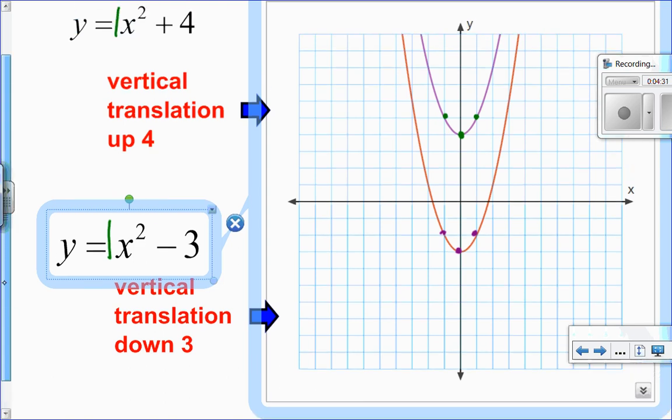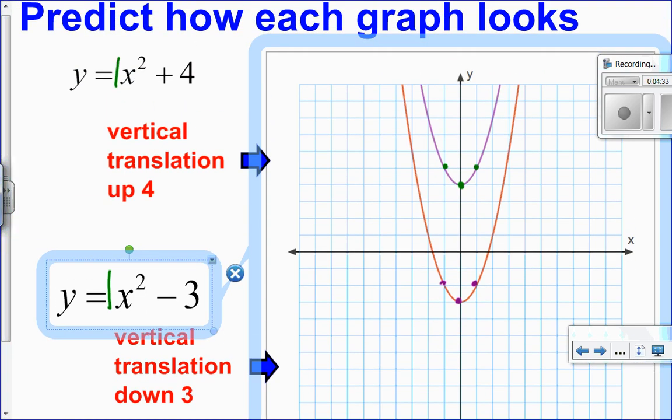Now, you might be thinking that that red graph looks wider. And I'm going to tell you that the wideness or narrowness of the graph, did I just make up a word? I don't know. Wideness, narrowness? How wide or how narrow a graph is tied to your A value. So the reason that the red graph, when I went down 3, looks wider is just because I'm seeing more of the graph. So don't let that trick you.